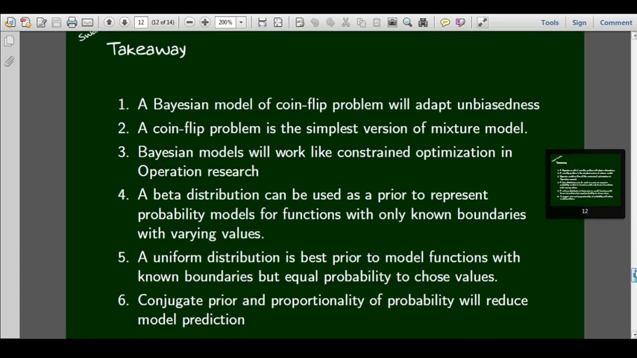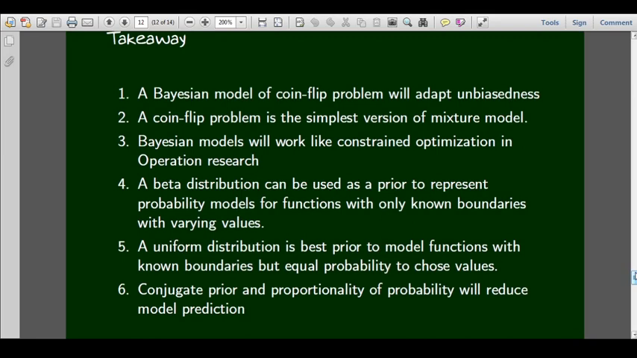A Bayesian model of a coin flip problem will adapt to unbiasedness, that we have seen. A coin flip problem is the simplest version of a mixture model, because we start with three different beta distributions, then it finally leads to a mixture of two Gaussian distributions. The coin flip experiment makes use of the mixture model. Bayesian models will work like constraint optimization operations.